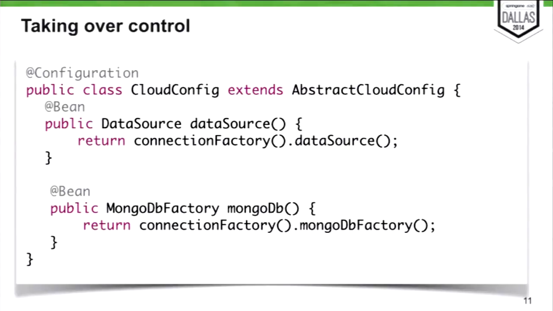In this case, I'm creating a data source by saying connection factory data source or connection factory MongoDB factory. In this case, it is expecting that there is only one data source candidate service, so one relational service of any kind, and one MongoDB service. If it is multiple, then it won't work. And we'll talk about how to make it work. Right? So singleton services.